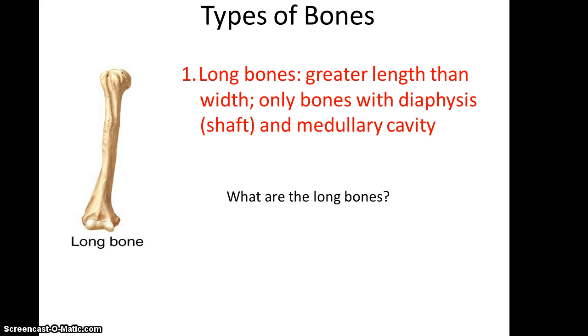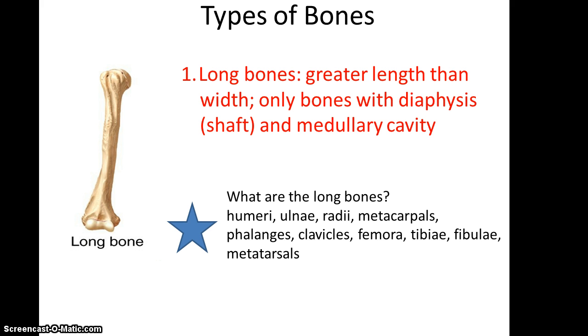Types of bones. Well, first of all, there's the long bones, and a long bone is basically longer than it is wide. These are the only bones that have the diaphysis, which is the shaft, and within the diaphysis is the medullary cavity. The long bones include the humeri, the ulnae, the radii, the metacarpals, the phalanges, the clavicles, the femora, the tibiae, the fibulae, and the metatarsals.